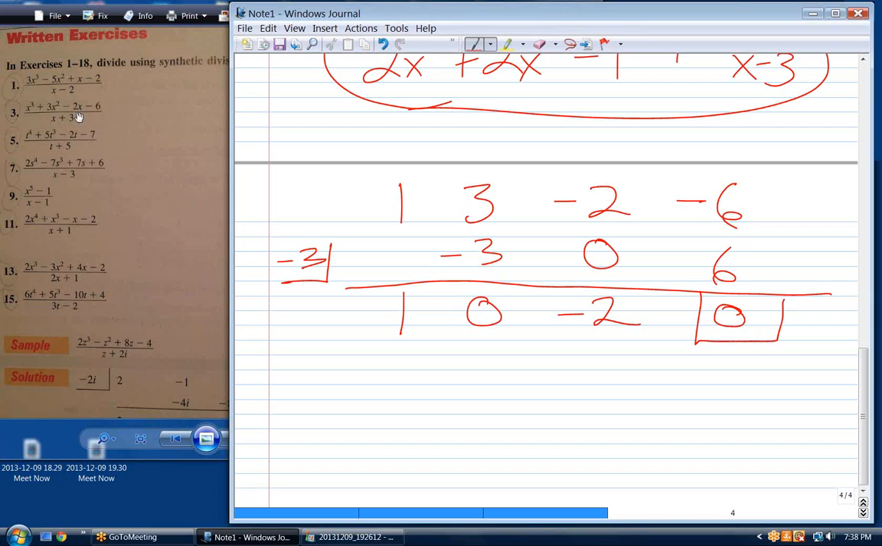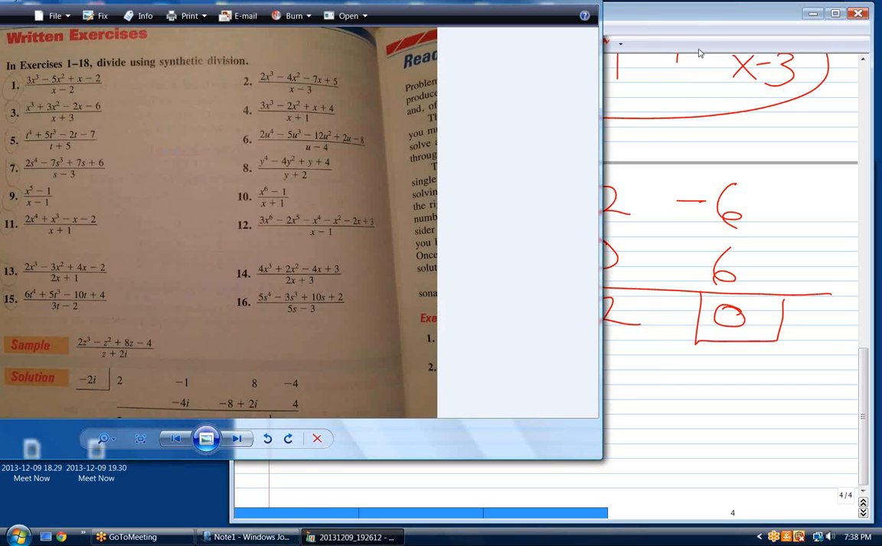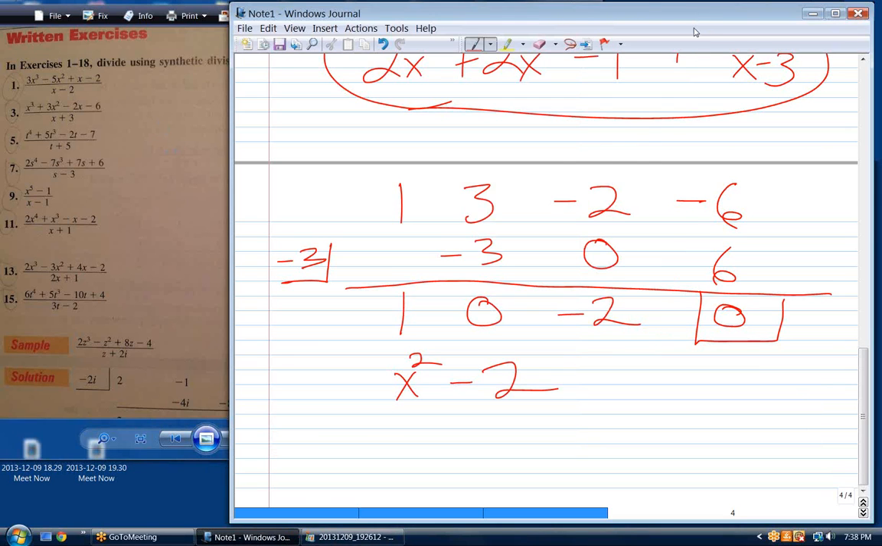That means that x plus 3 is a factor of that polynomial. And the resultant polynomial? X squared plus 0x minus 2. Okay. And that's all we need to do. We weren't asked to find the zeros. We were just asked to do the synthetic division. So this is the answer.